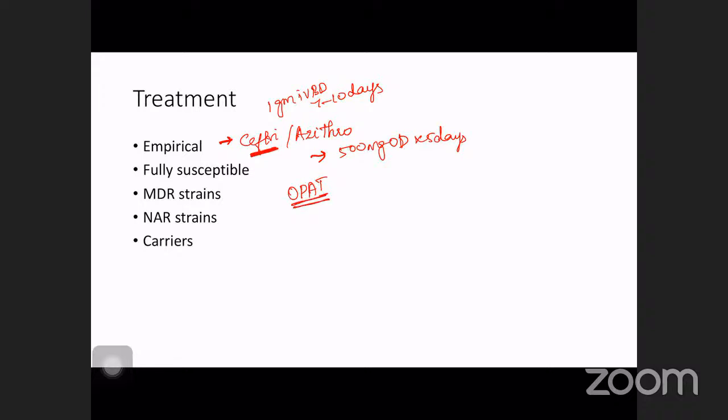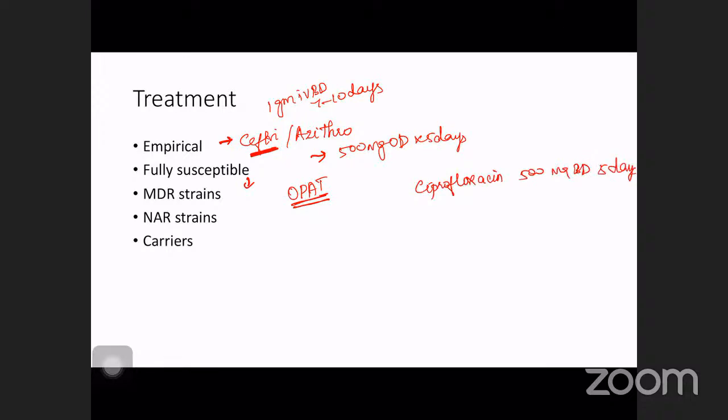Whenever you have cultured, it has to be followed by an antibiotic sensitivity test. If the organism is sensitive to all the drugs we tested, we call it a fully susceptible organism. When the organism is fully susceptible, the drug of choice will be ciprofloxacin. Just remember, the drug of choice will be ciprofloxacin 500 mg BD for 5 days. This will be the drug of choice.